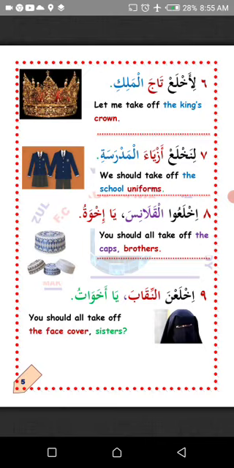Number eight: إخلعوا القلانس يا إخوة. You should all take off the caps, brothers, talking to a group of male persons.